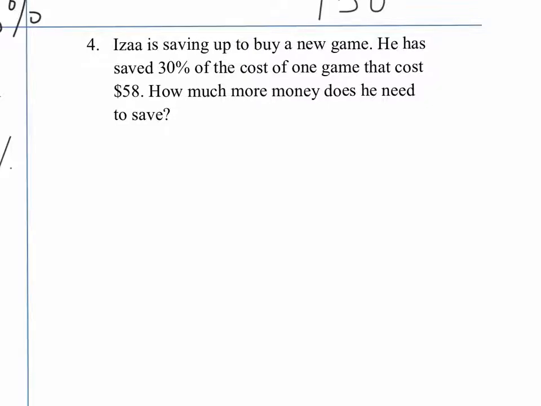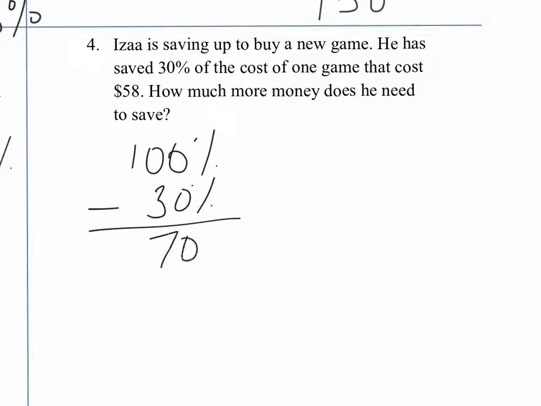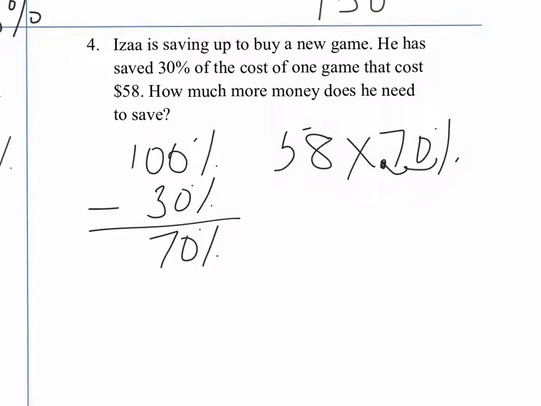To buy the game, he has to have 100% of the money. He's already saved 30% of that. So he needs 70 more percent for what he needs to buy the game. 70% is still what he needs to save. So you take the $58 that he needs and multiply by the 70%. 70% has to be changed to a decimal. That makes it 0.7.